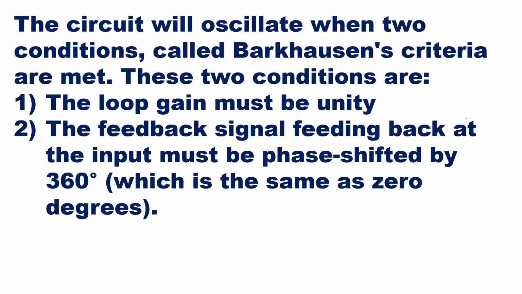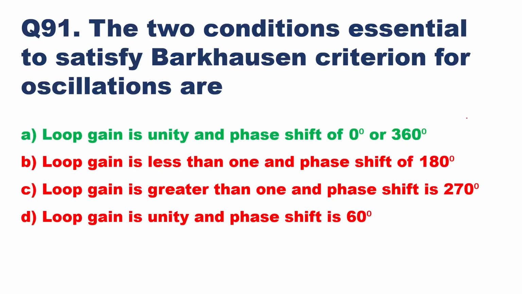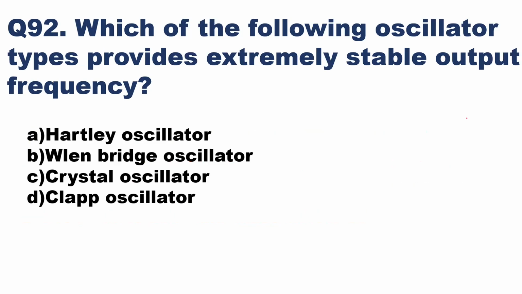So here we can see the circuit will oscillate when two conditions called Barkhausen's criteria are met. These two conditions are number one, the loop gain must be unity, that is one. And number two, the feedback signal feeding back at the input must be phase shifted by 360 degree, which is the same as 0 degrees. So here, option A, that is loop gain is unity and phase shift is of 360 degree or 0 degree is the right answer. Then we'll go to the next question.